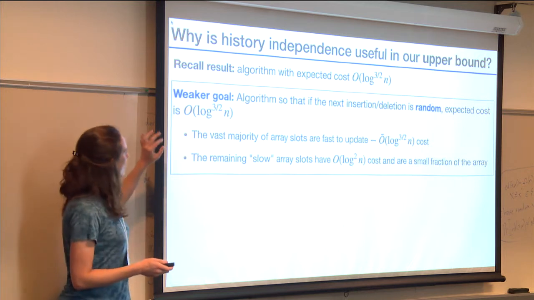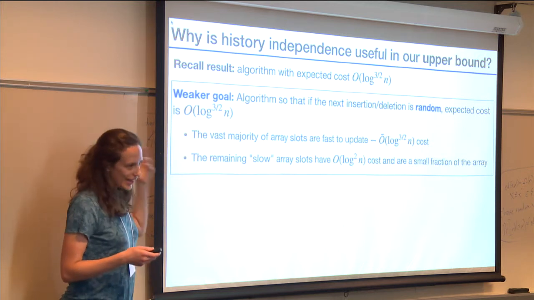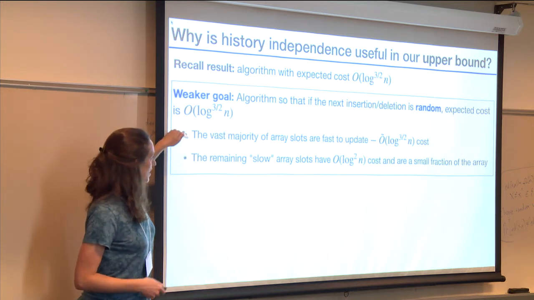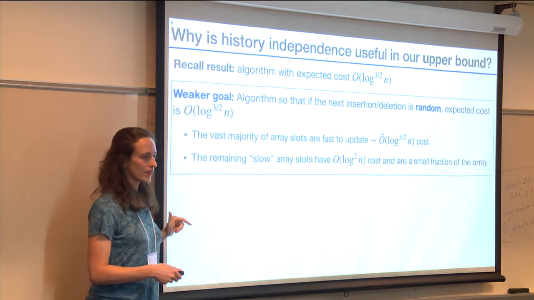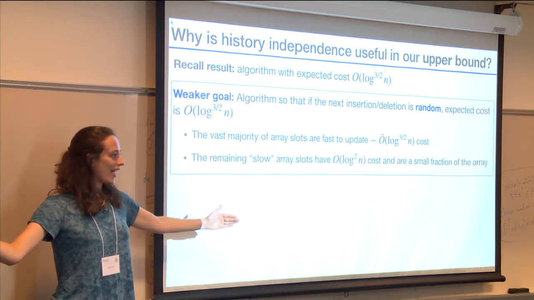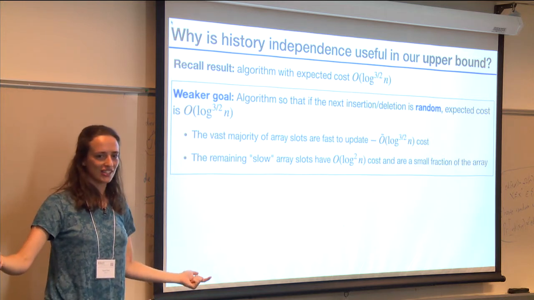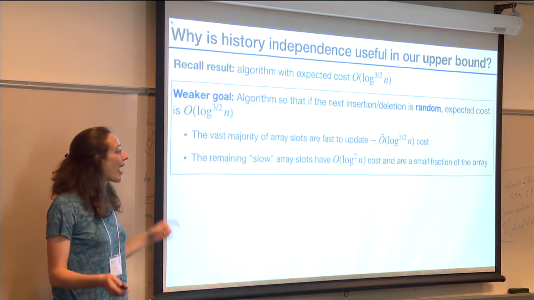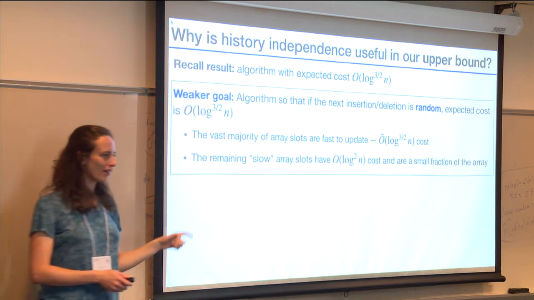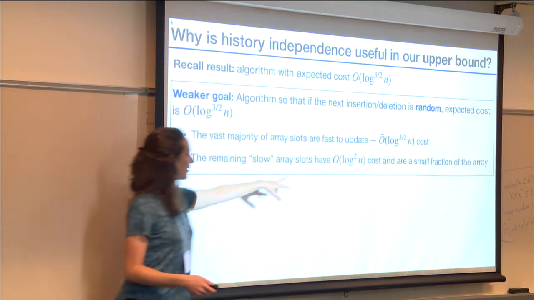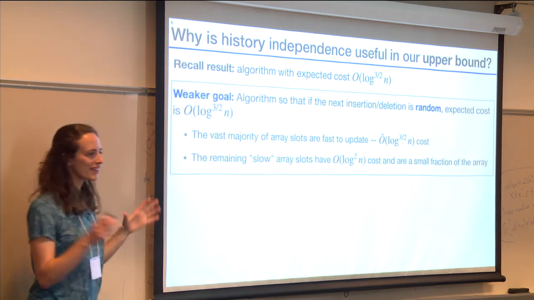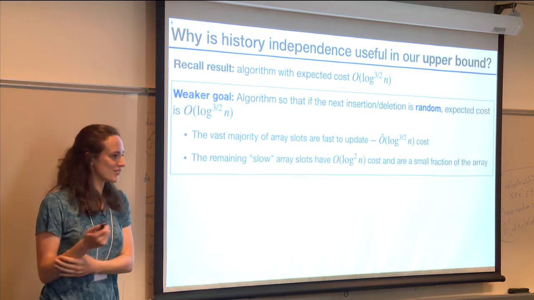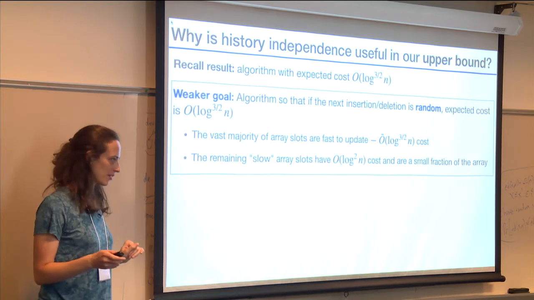Okay, so in this weaker goal, in particular, the algorithm that we have has the following guarantee. The vast majority of the array slots are fast to update. So if I have my array and the adversary does an insertion or deletion at one of many different points, it's going to be cheap. It's going to be log to the 3/2 n. However, there's a few spots in the array that are going to be slow. And by slow, I mean log squared n. So most of the places you could insert will be fast, but there's going to be a couple that are going to be slow.